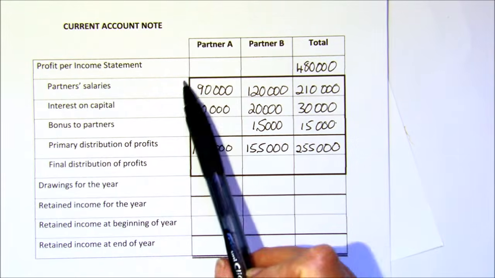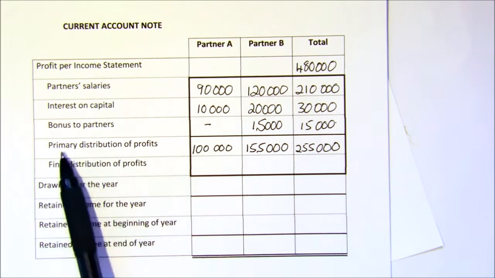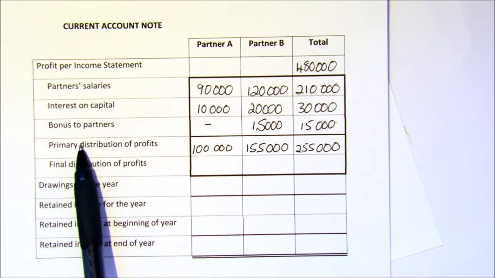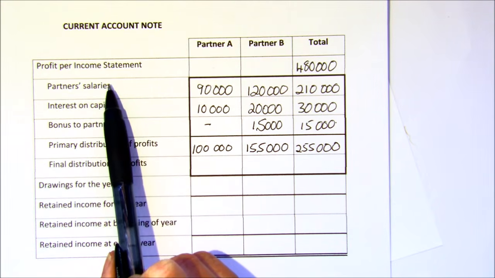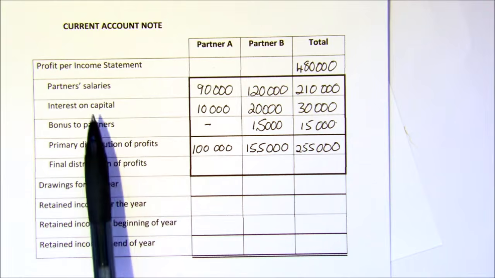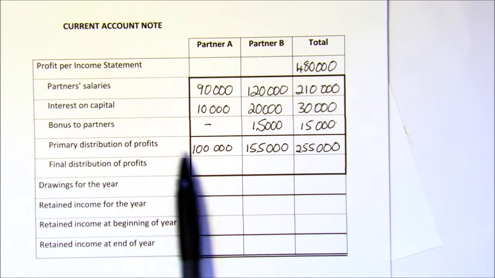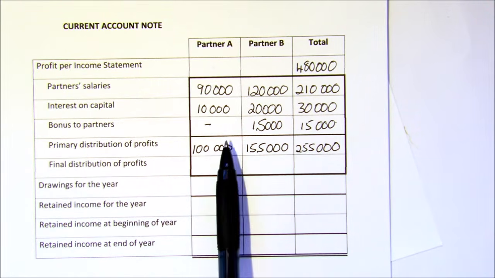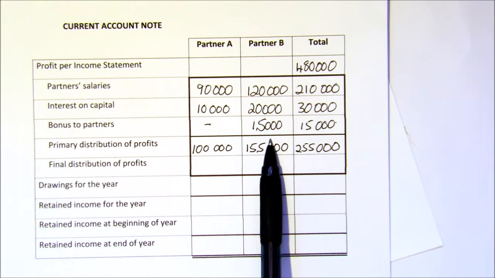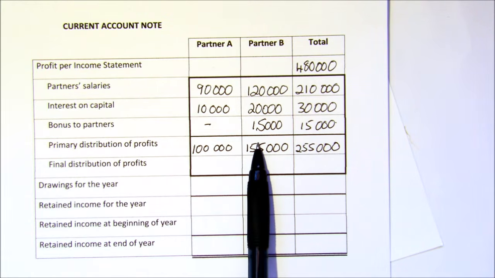And then I've added this up, and this is the primary distribution. And I spoke about this before. The primary is the first distribution. It will be laid down in the partnership agreement what salaries, what interest, and what bonus has to be paid. And so that becomes our primary. So we've paid out an amount of 255, and that's how much of that has gone to A and B.